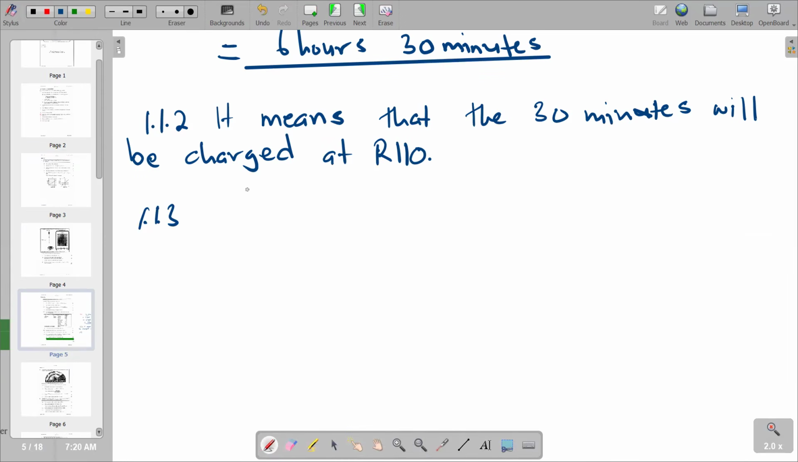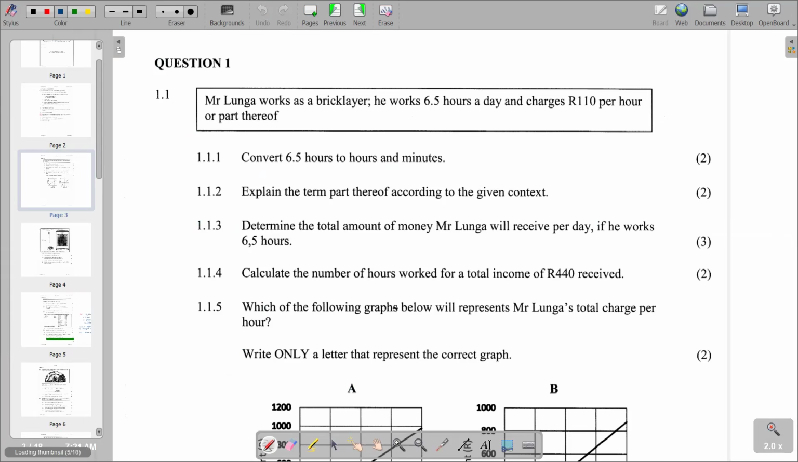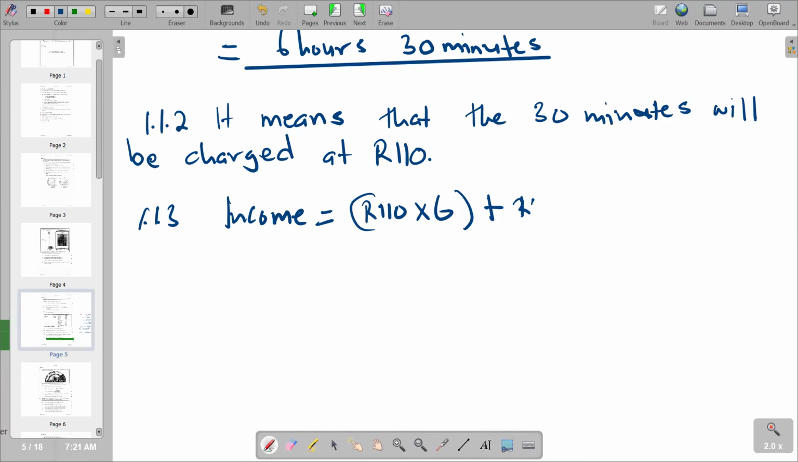The income is the one that we are calculating. It is equal to 110 rands per hour, and then we multiply by 6 hours. Remember, we are referring to 6.5 hours. So we've got a 0.5 there, which we are regarding as part thereof, which means it's also equivalent to 110 rands. So here we are saying plus 110. We calculate it to see that the final answer is 770 rands. So this is what we have on this part.